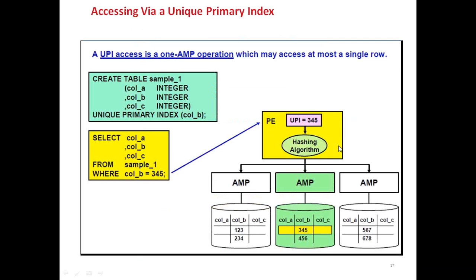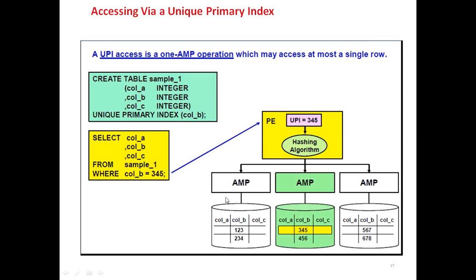So you can see another example here. We have a create table with a unique primary index on column B, and we are starting insertion of the data. The UPI value 345, for example, is given as input to the hash algorithm, and the hash algorithm determines AMP number 1 as the data storage AMP for this record, which has the primary index value 345. So 345 is stored here.